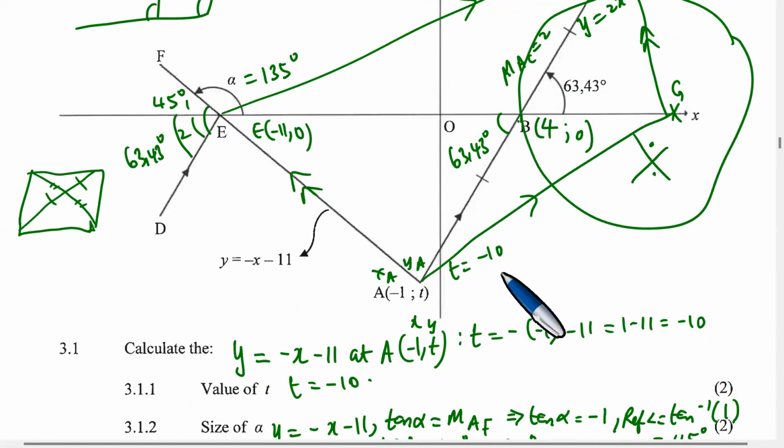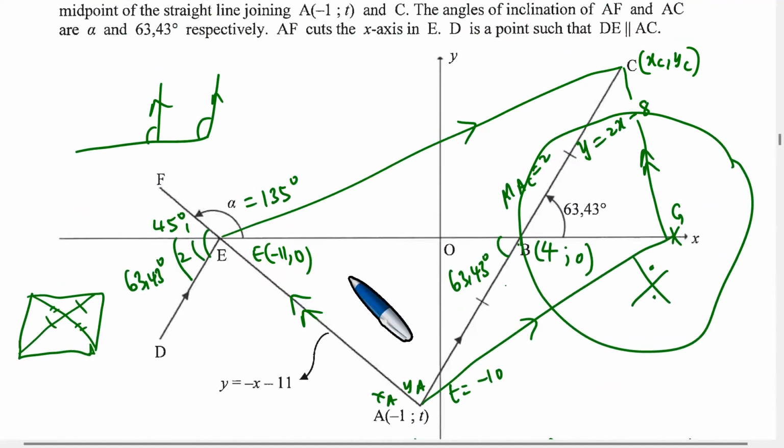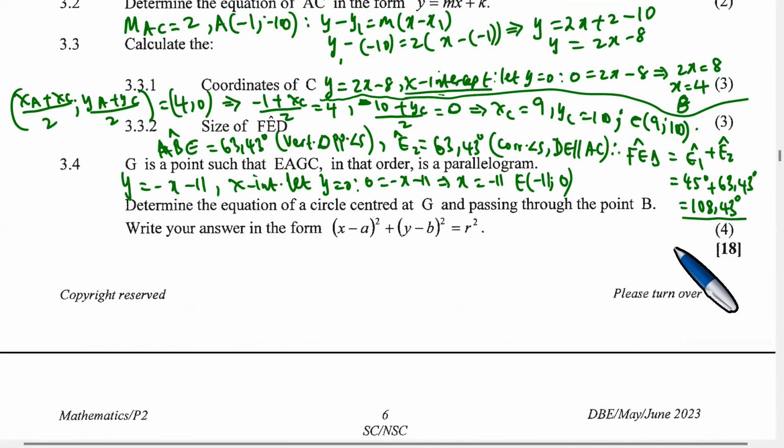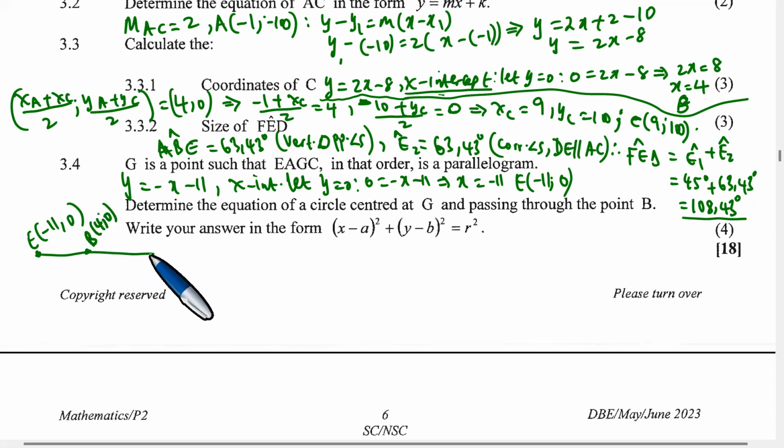So which means that we're going to draw the line to find the coordinates of G. We're going to draw the line E, coordinates minus 11, 0, B 4, 0, G is what we want. So I'm going to draw a small line like so. E has the coordinates minus 11, 0. B has the coordinates 4, 0. Then you have G, the coordinates xg, yg.